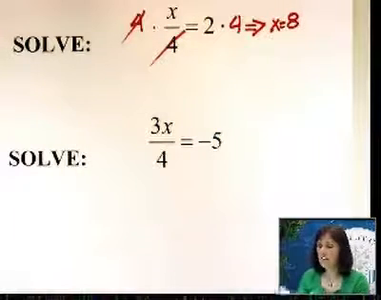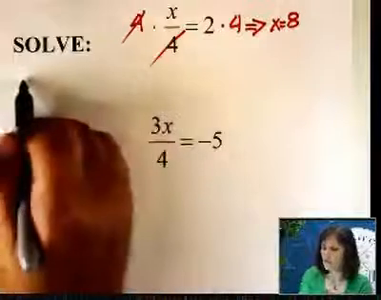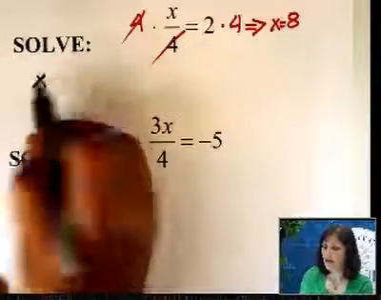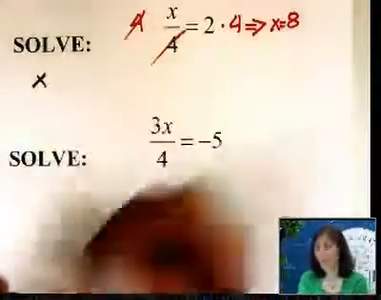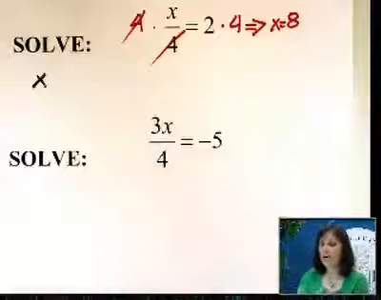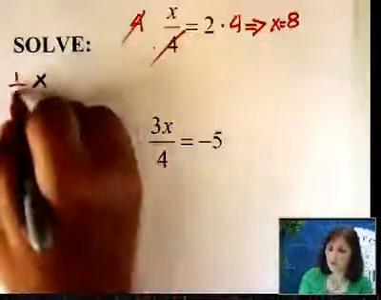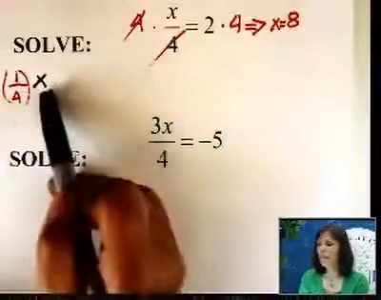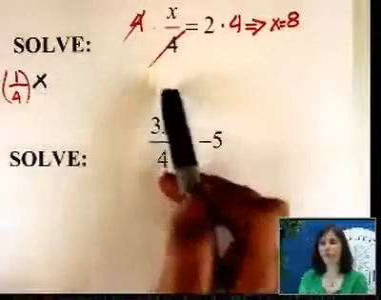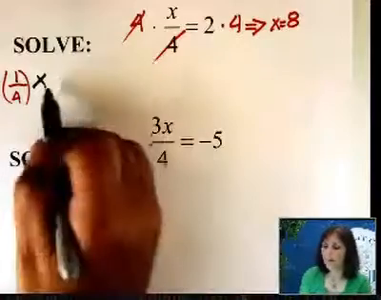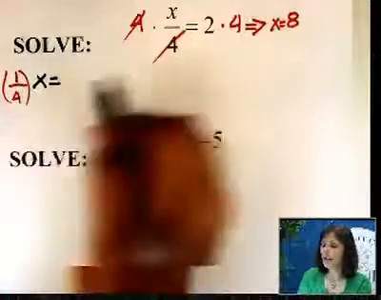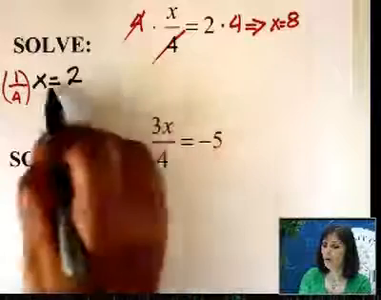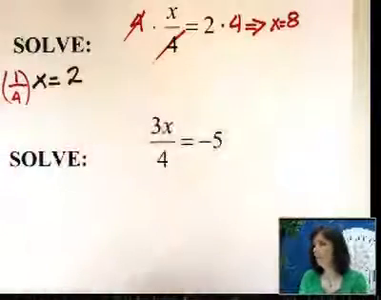Or you can think of it this way. I'll just write it here. What's in front of x when you have x over 4? What's the coefficient of x? Coefficient of x, believe it or not, is 1/4. Okay? Because 1/4 times x is x over 4. So from your fraction division, you know that. So this problem is equivalent to 1/4 x equals 2.